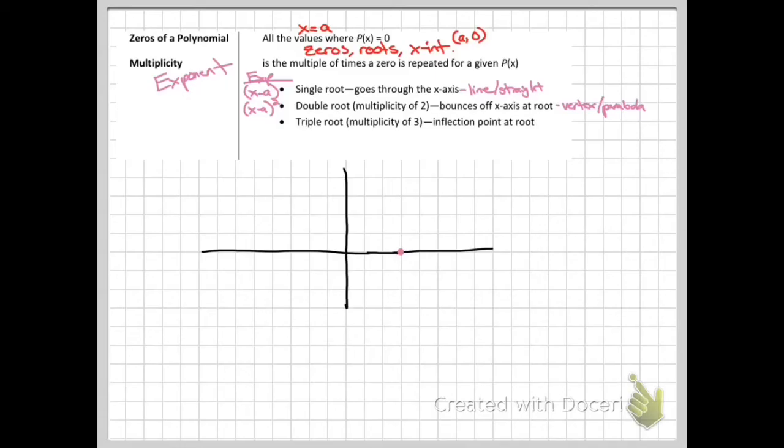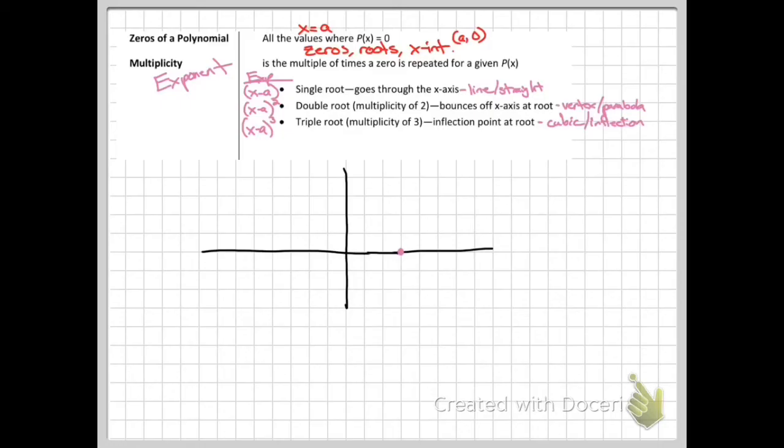Finally, we only go up to the third power in this class, x minus a cubed. If I see an exponent of 3, I know it's a triple root, or it has a multiplicity of 3. It's going to have an inflection point, because if you think of something that's cubed, you think of a cubic, or an inflection point. I didn't mention it up above, but if I think of something that's squared, I think of a parabola. If I think of something that's just x minus a, I think of a line. So these should all kind of make sense.